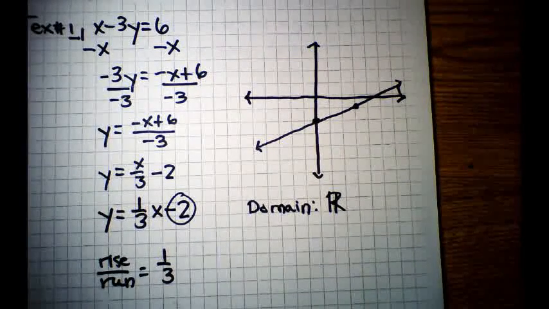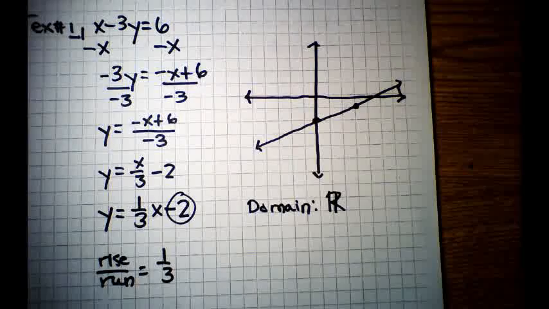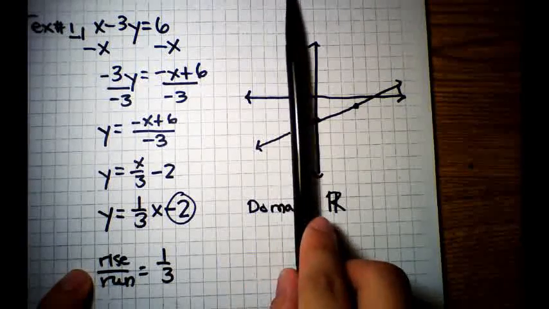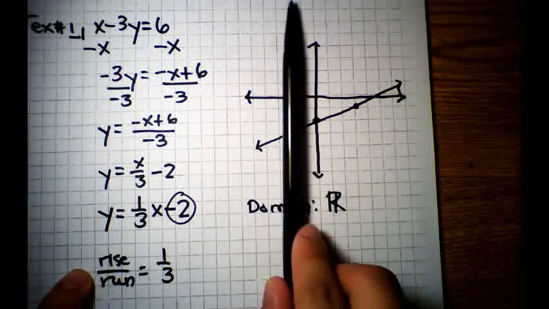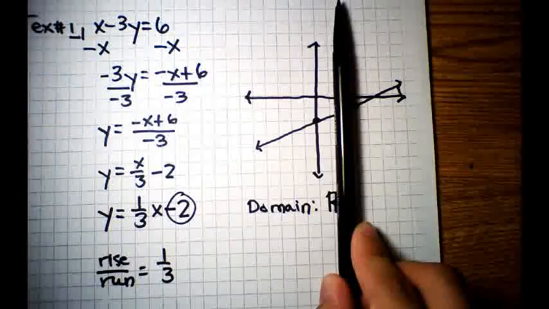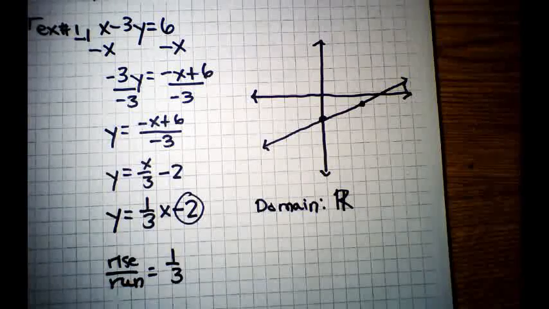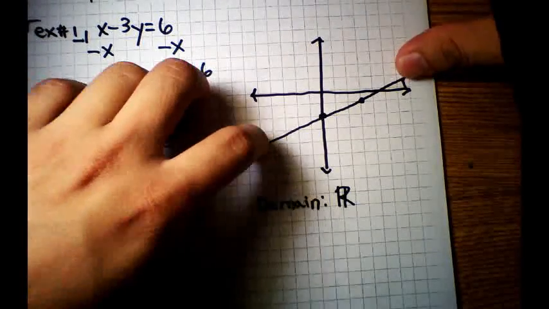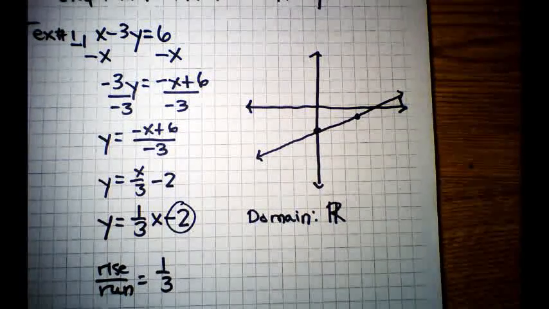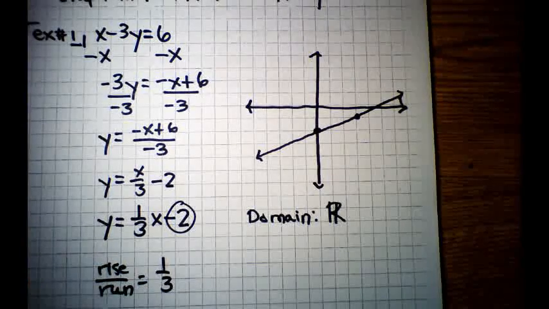x is equal to all real numbers, meaning that when we use the vertical line test, it hits on every x. When we look up and down, yes, it hits the graph. Remember, these arrows indicate that this line goes on forever. So that's the domain of this function, or this graph. x is all real numbers.